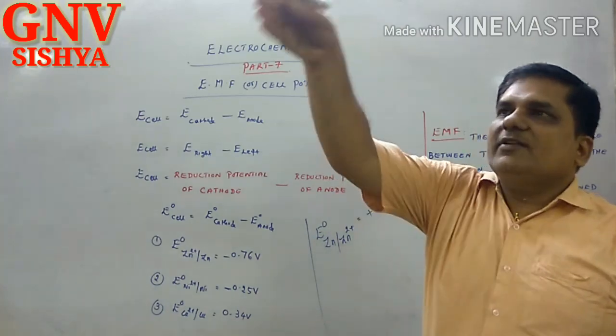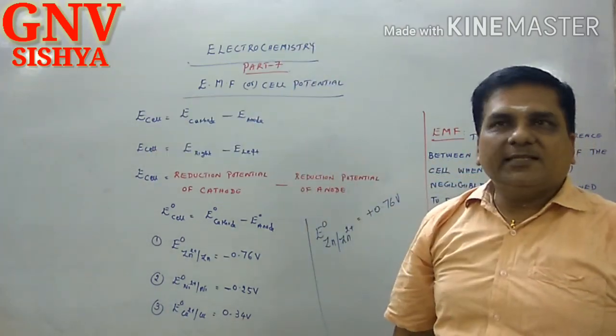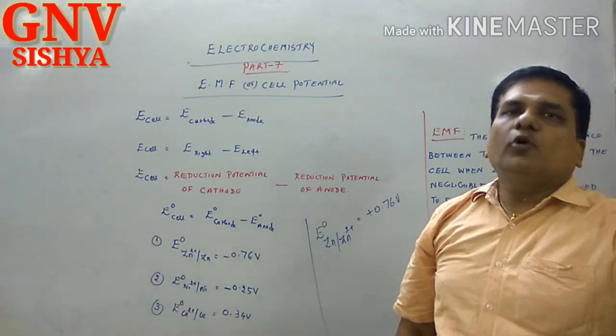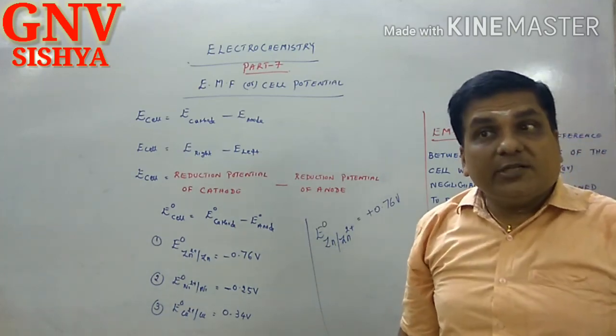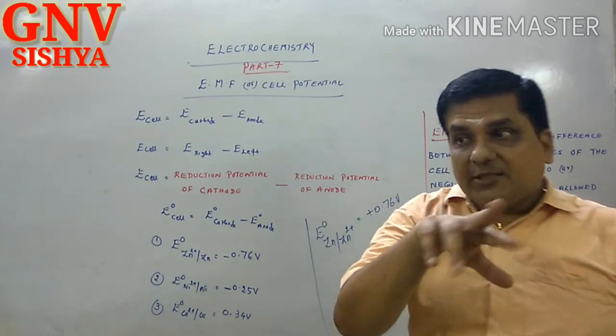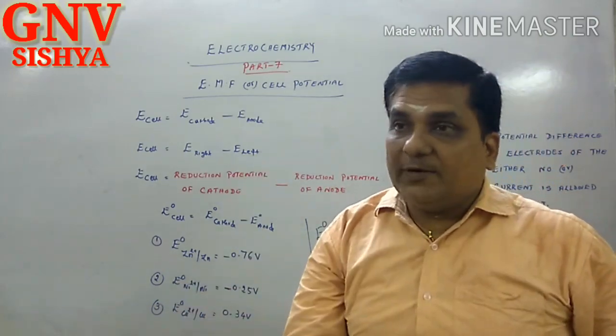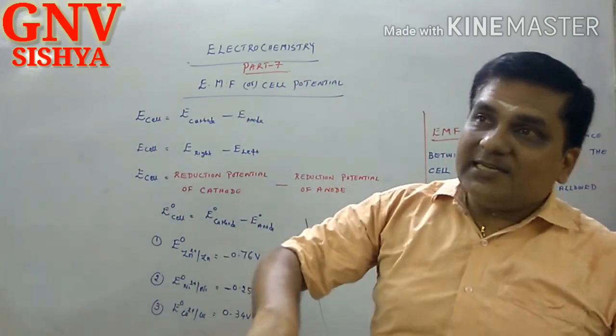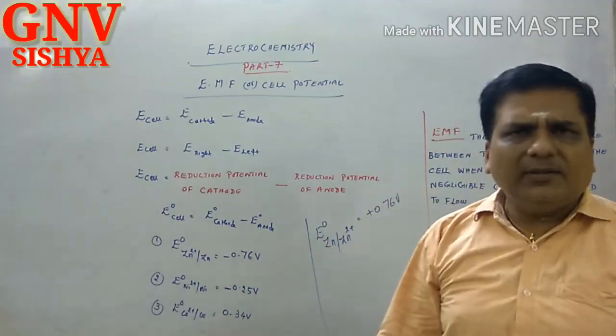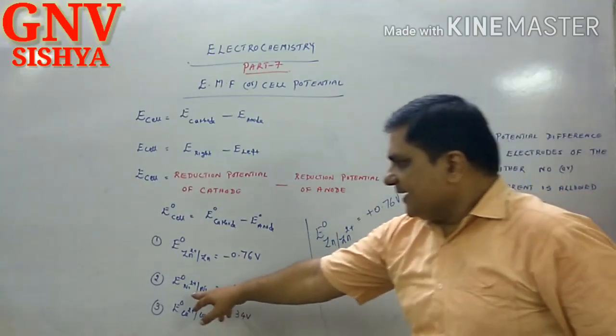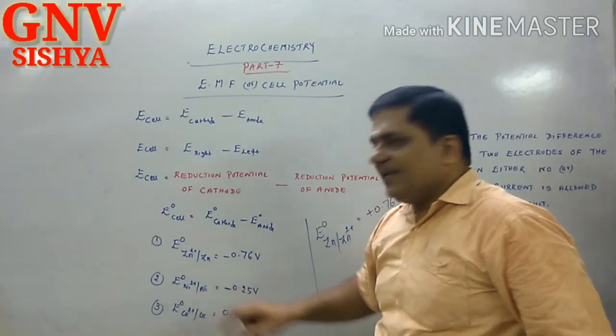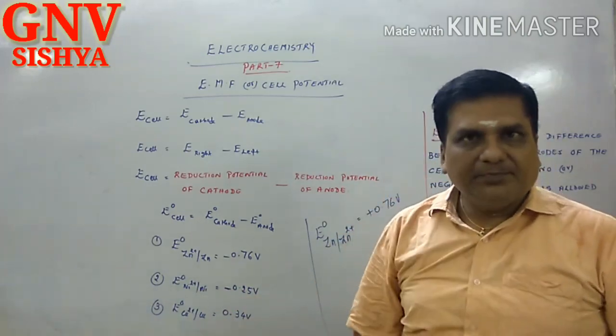You are given that the reduction potential of so and so metal is minus 0.42 volt. What is its oxidation potential? You are not supposed to blink. If the reduction potential is minus 0.42 volt, the oxidation potential is plus 0.42 volt. That's all.